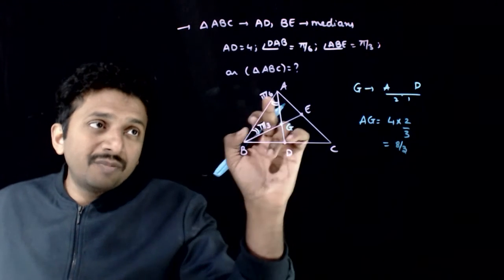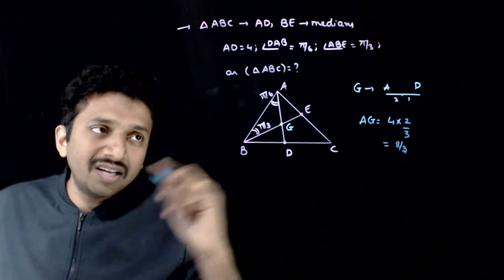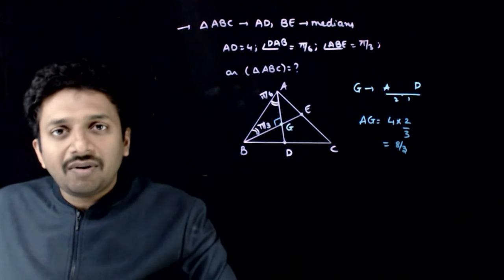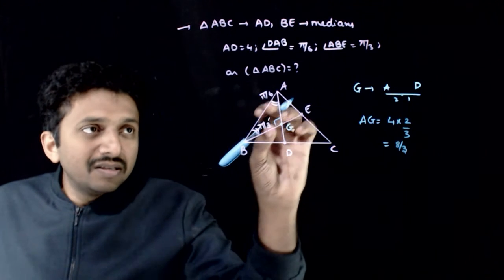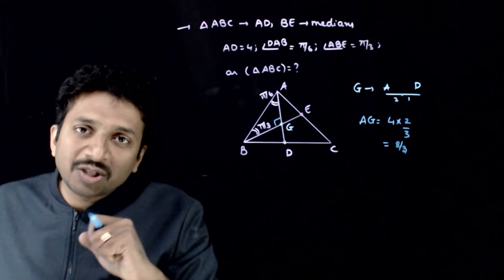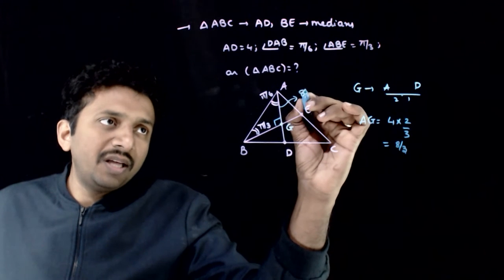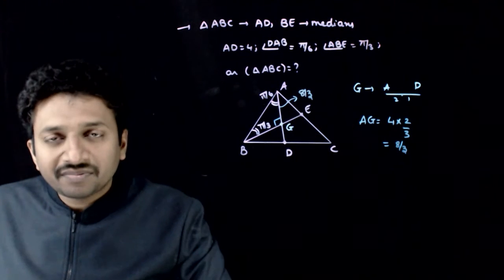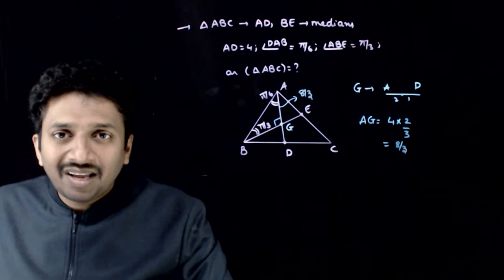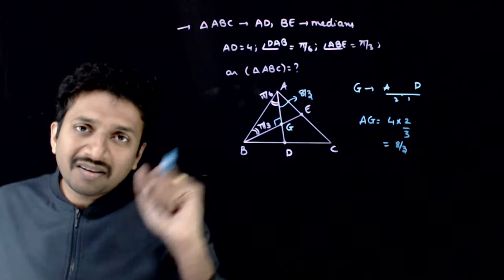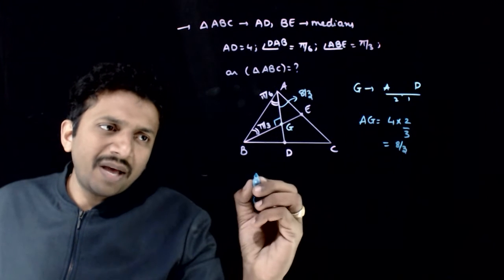Now, according to the given information, this is 30 degrees and this is 60 degrees. Hence, this angle has to be equal to 90 degrees. The angle AGB has to be equal to 90 degrees. And AG is already found to be 8/3. Now, can you find this side? Yes. Tan pi by 6.